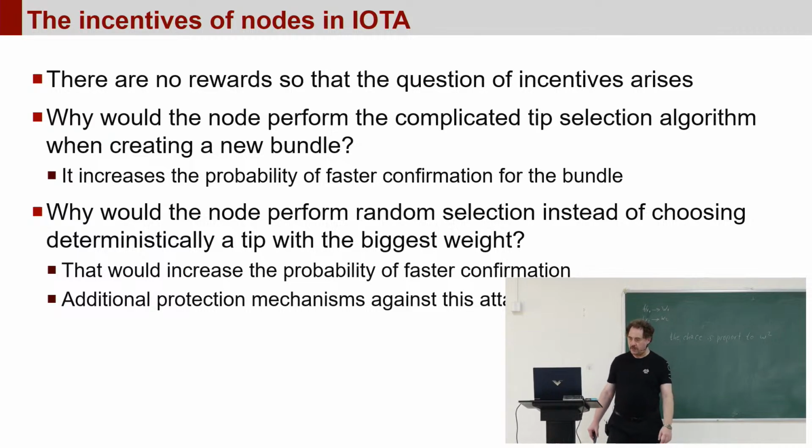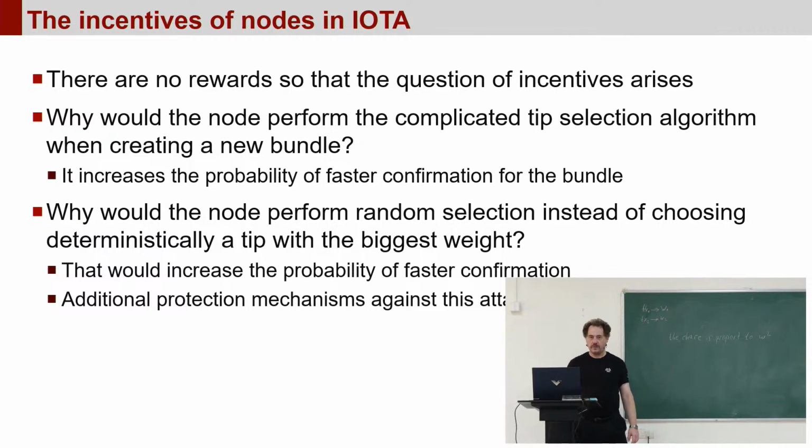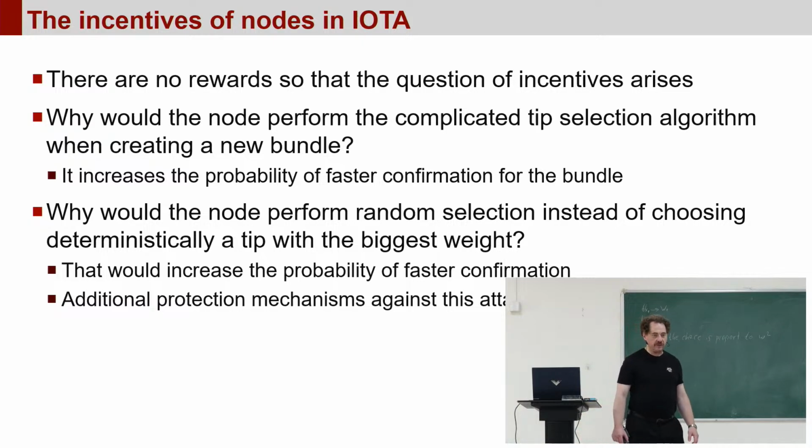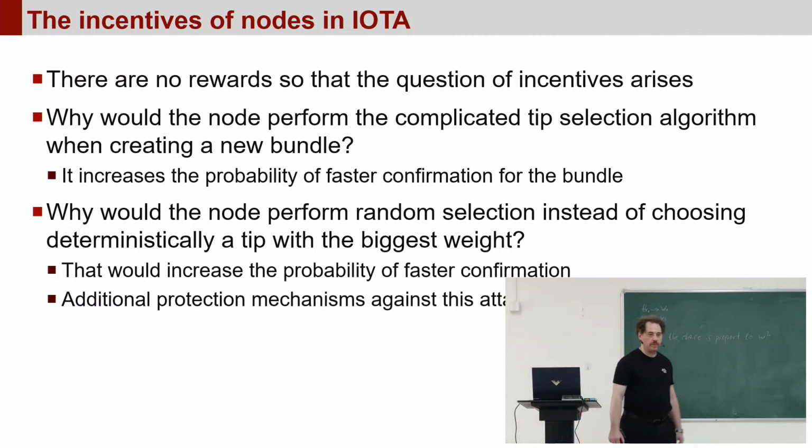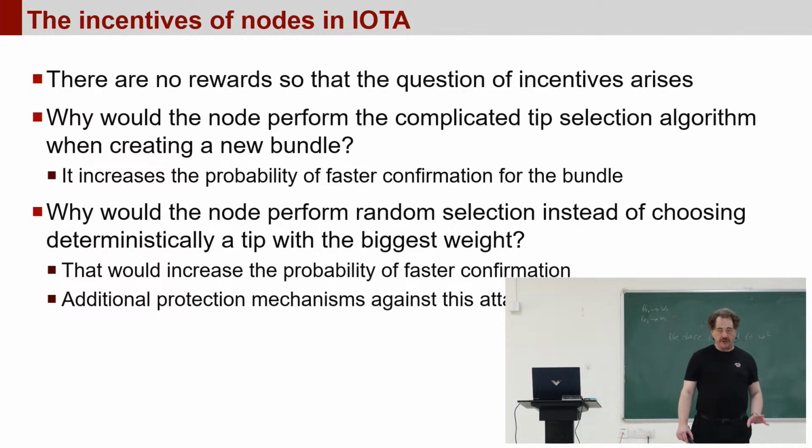Another question: why would the node creating a new bundle perform a random selection instead of just choosing deterministically a tip with the biggest weight? So that's an interesting deviation from the protocol. It looks beneficial at first glance because that would increase the probability of faster confirmation. So that's a valid attack on IOTA, and IOTA introduced some additional protection mechanisms against this kind of behavior.